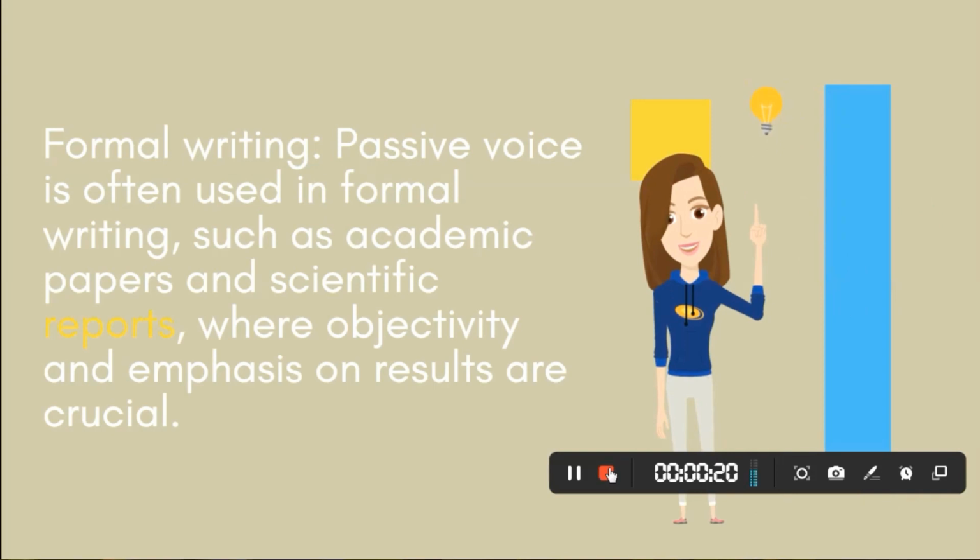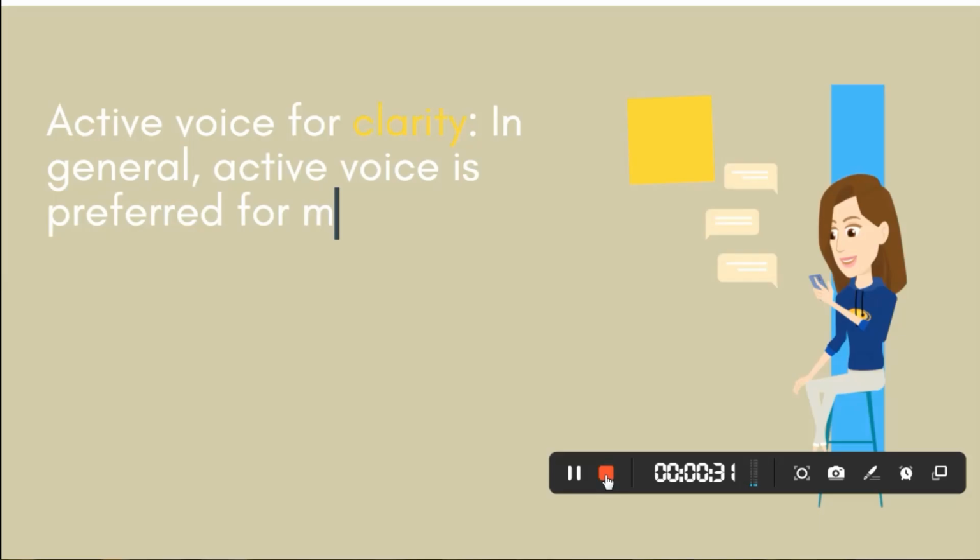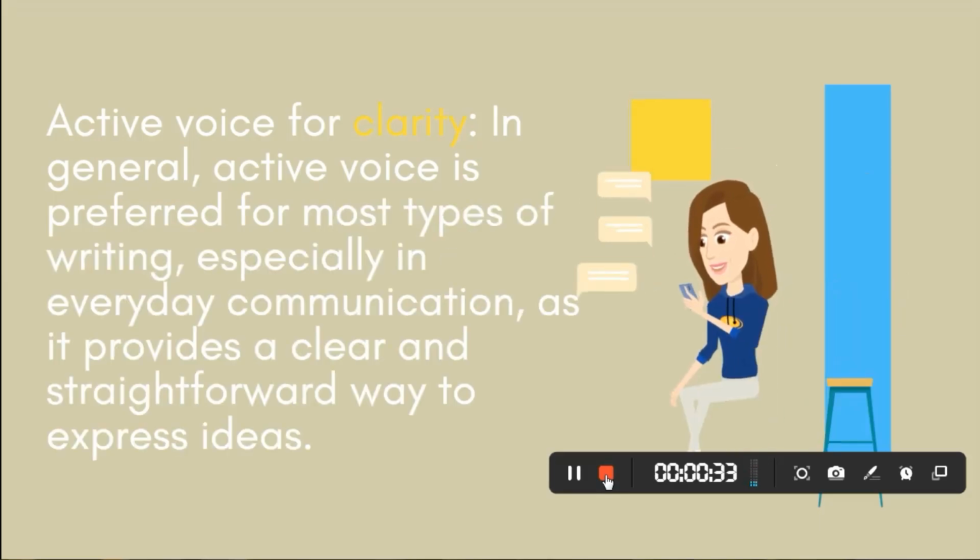Formal writing. Passive voice is often used in formal writing, such as academic papers and scientific reports, where objectivity and emphasis on results are crucial. Active voice for clarity. In general, active voice is preferred for most types of writing, especially in everyday communication, as it provides a clear and straightforward way to express ideas.